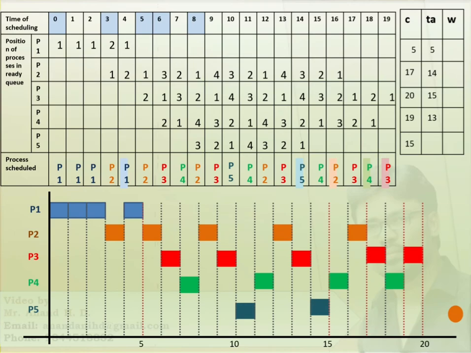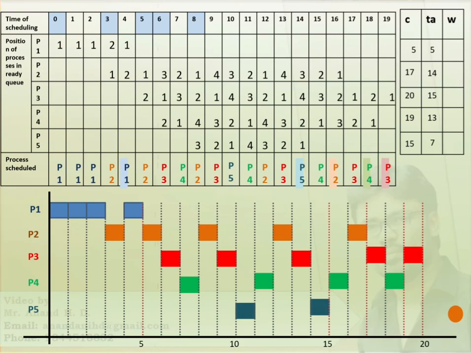So for P5, P5 entered at 8 time unit, but it was waiting for 2 time units, right? So it was serviced for 2 time units, but it was waiting for 1, 2, 3, 4 and 5. So 5 time units of waiting, 2 time units of servicing. So 5 plus 2 or 2 plus 5 is 7 time units. That is the turnaround time for process P5. Okay. So this is how we are going to calculate turnaround time for P1, P2, P3, P4 and P5.